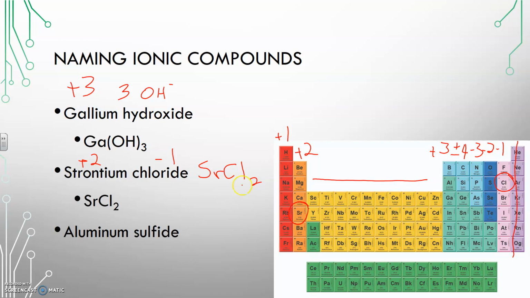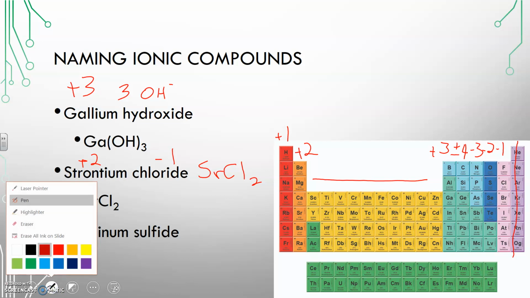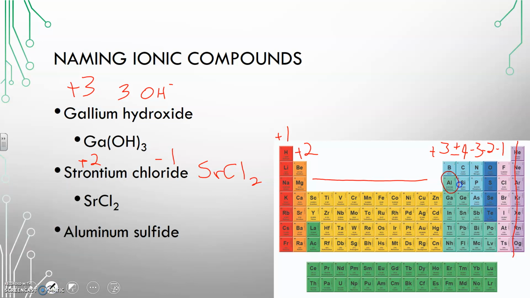And aluminum sulfide. All right, so we have aluminum here, and then sulfide. So again, remember the "ide" ending means that it's just an anion on its own. It is not a polyatomic ion. So we have aluminum that has a +3 charge, and we have our sulfide, which has a -2.